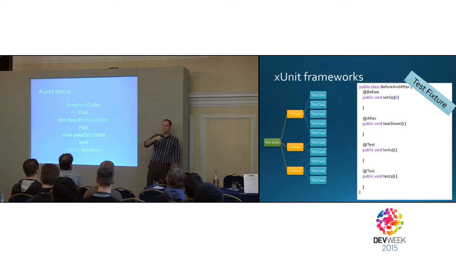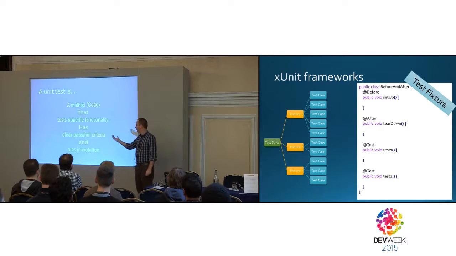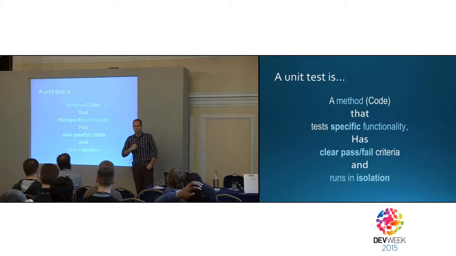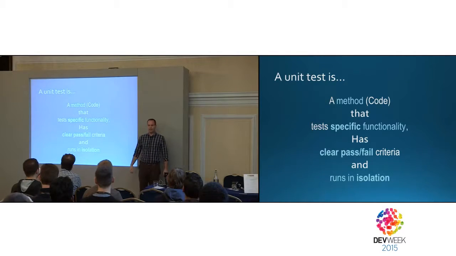We want a code that does everything, all possible cases. Unit tests say the exact opposite. We want to test something very specific, and clear pass and fail, because we want to automate it, run it automatically, either on my machine or the build server. And finally, it runs in isolation.